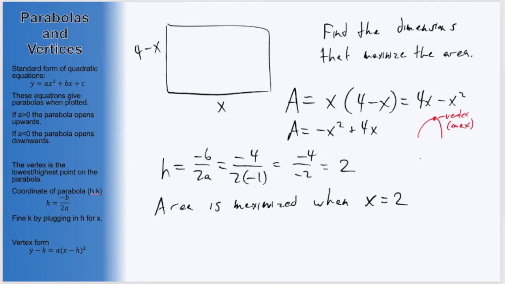Well, we just saw that the area is maximized when x equals 2, so this side that's just x has to be 2. But we also need to figure out what the 4 minus x side should be. Well, that's as simple as just plugging in 2 for x. So this side should also be 2. And so we end up with a 2 by 2 square to maximize this area. As you can see, the vertex is a prominent part of quadratic functions, being very useful when dealing with finding minimums or maximums.